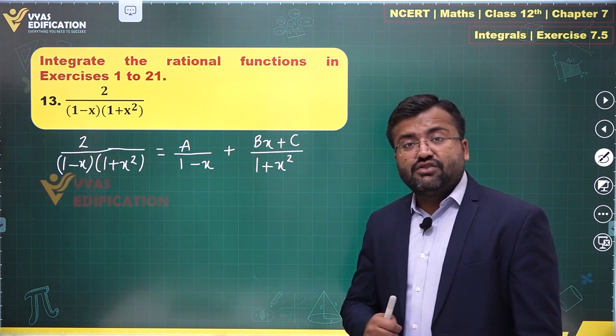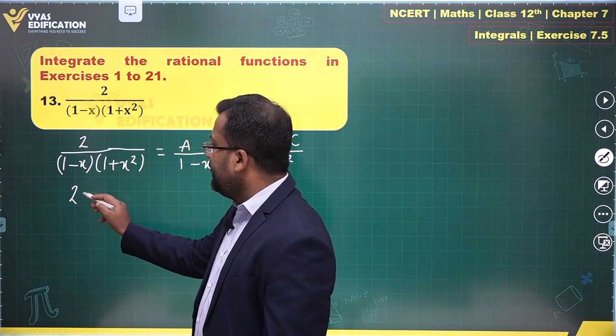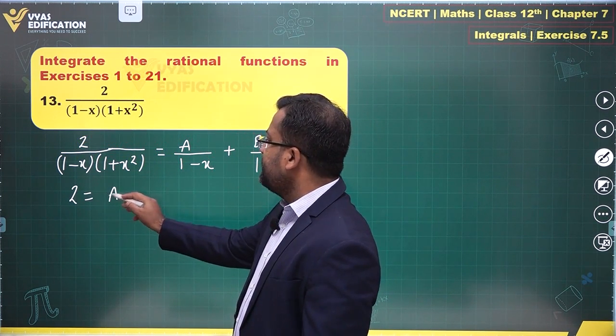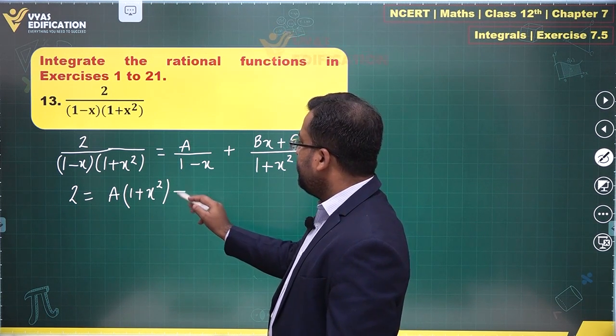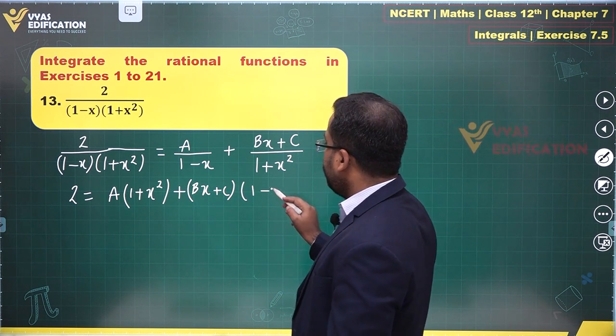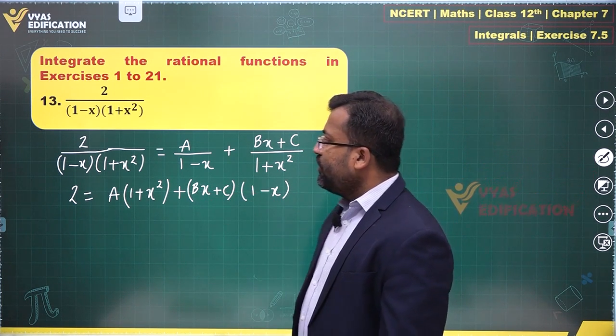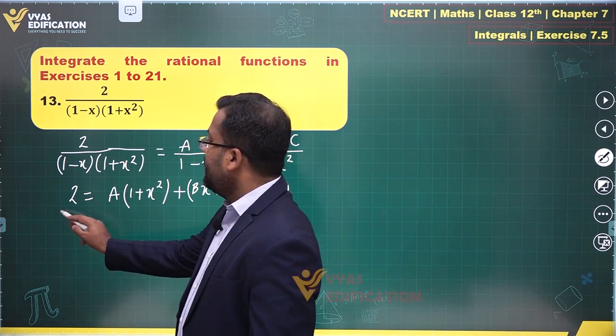We are supposed to find the values of a, b and c, and how do we find those values? We can compare the numerators. This numerator 2 is equal to a times, you take the LCM over here, 1 plus x square, and plus bx plus c, along with that you will have 1 minus x. And now you can compare the coefficients. Compare the coefficients of x square, x and constant to get the values of a, b and c.